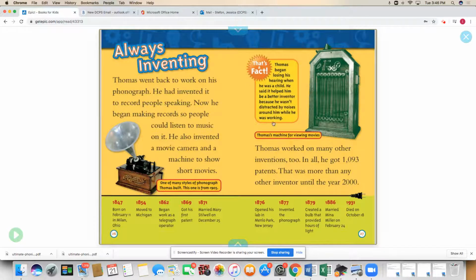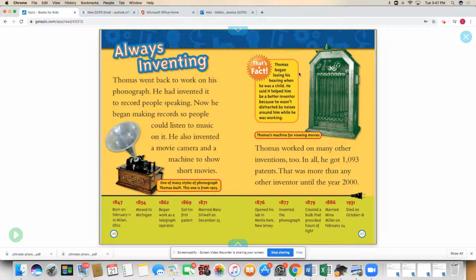Here's some facts, our captions here. Thomas began losing his hearing when he was a child. He said it helped him be a better inventor because he wasn't distracted by noises around him while he was working. So just think, Thomas Edison is also an example of someone who perseveres no matter what.